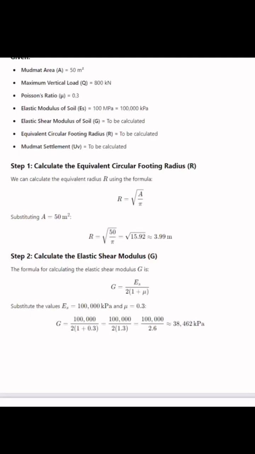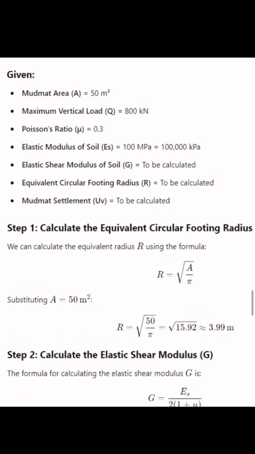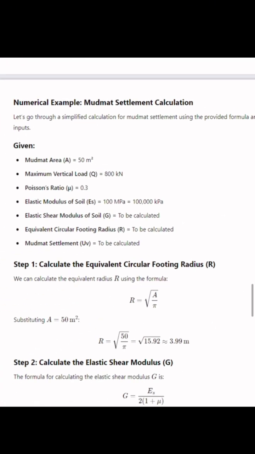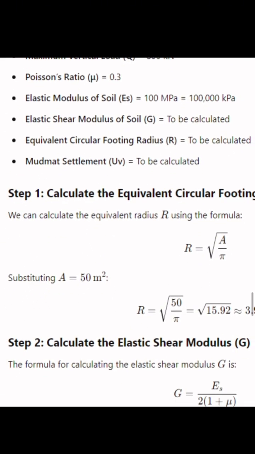We can see the numerical example of Mudmat settlement calculation. Let's go through a simplified calculation for Mudmat settlement using the provided formula and inputs. Mudmat A. Area is considered 50 meters squared. Maximum vertical load Q is 800 kilonewton.